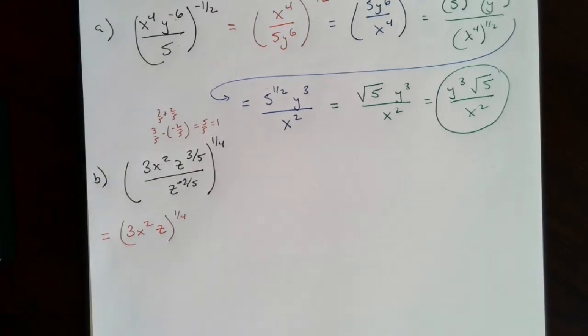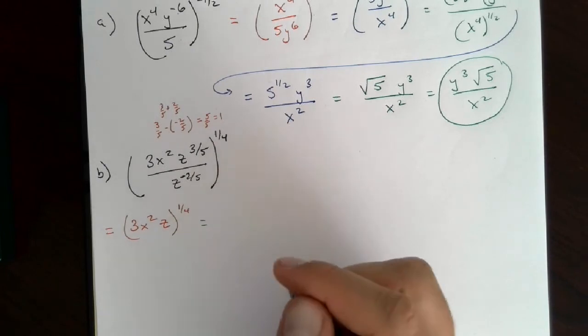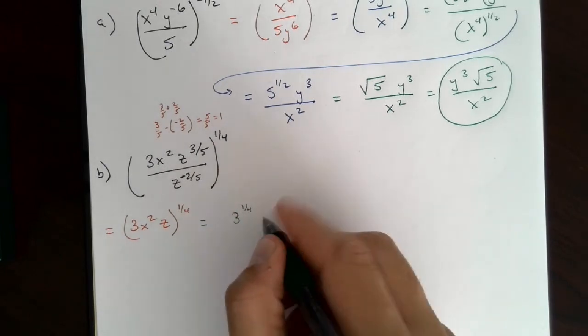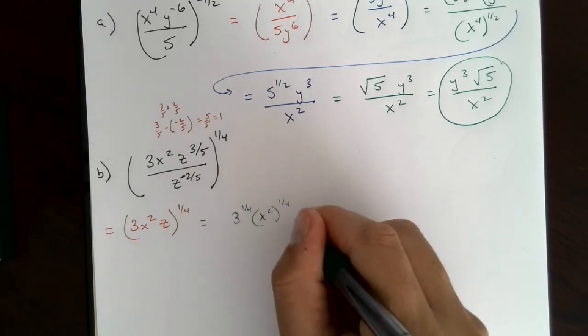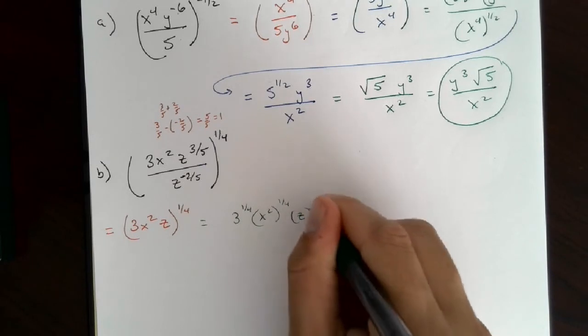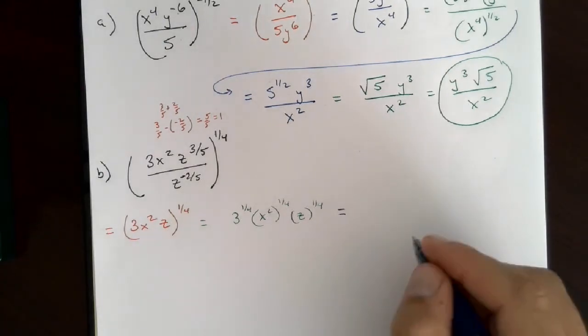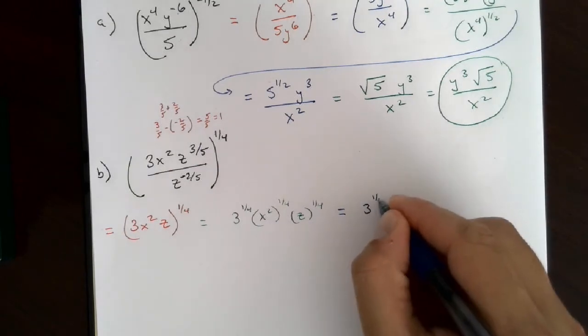Now once you're here, we can do what we did in the previous example. We'll bring that 1/4 to each piece individually. This will give us 3 to the 1/4, x squared to the 1/4 power, and z to the 1/4 power. All right, so I'm bringing each base to the 1/4 power. And then simplifying this, well, 3 to the 1/4 doesn't simplify. I'll keep it as 3 to the 1/4.